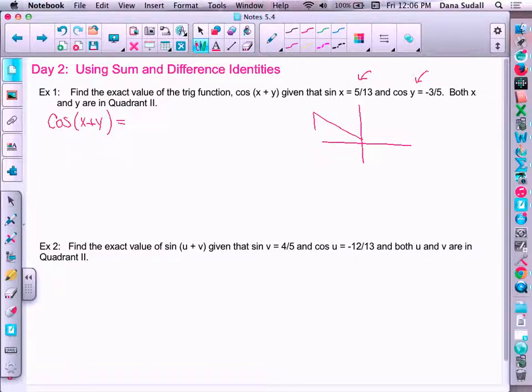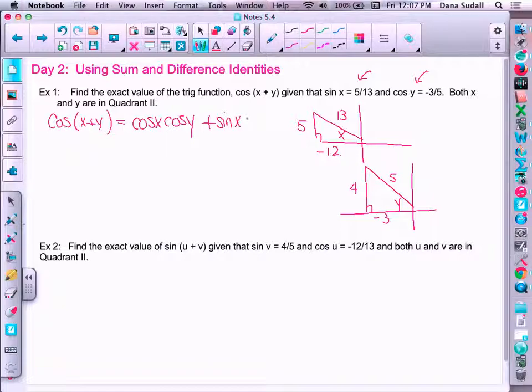So angle x, the sine is 5 over 13. Pythagorean theorem will give me negative 12 for that third side. And for cosine of y, I have negative 3 over 5, so that third side would be 4, and that's angle y. So cosine of x plus y, expanded using your identities, is cosine x cosine y plus sine x sine y.